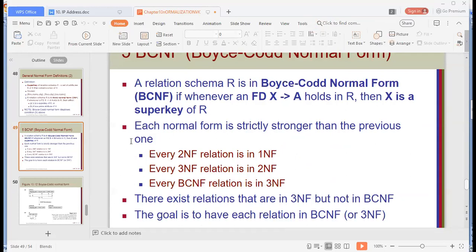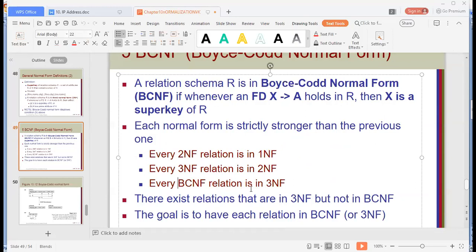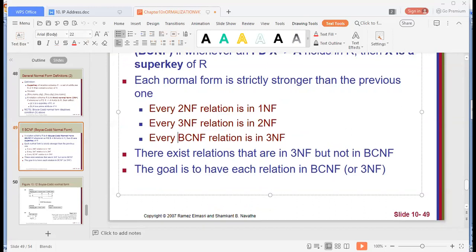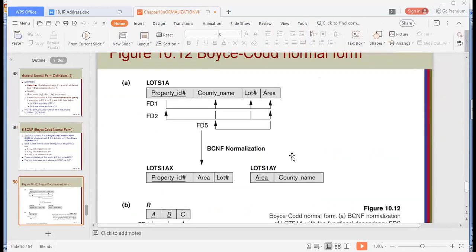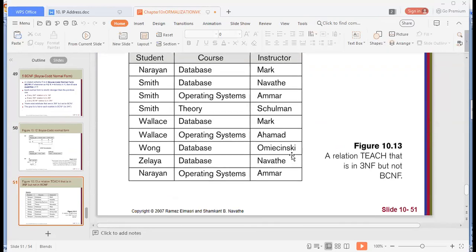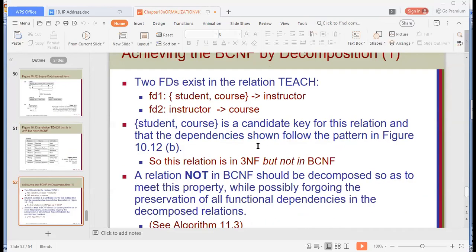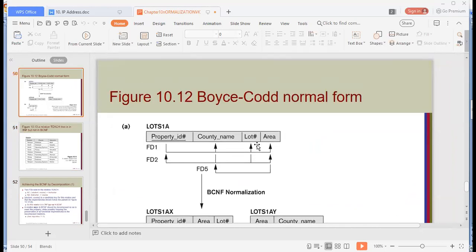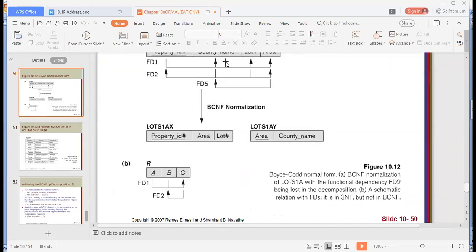First of all, we have to understand that every next form is in the previous form. So every 2NF is already in first NF. Every relation which is in third normal form must be in second normal form. Every Boyce-Codd normal form must be in third normal form, but the reverse will not be true. That means, what is the additional quality that BCNF requires? BCNF requires one more quality. Okay, it is not shown in this slide, so let me take you back to the Word file.